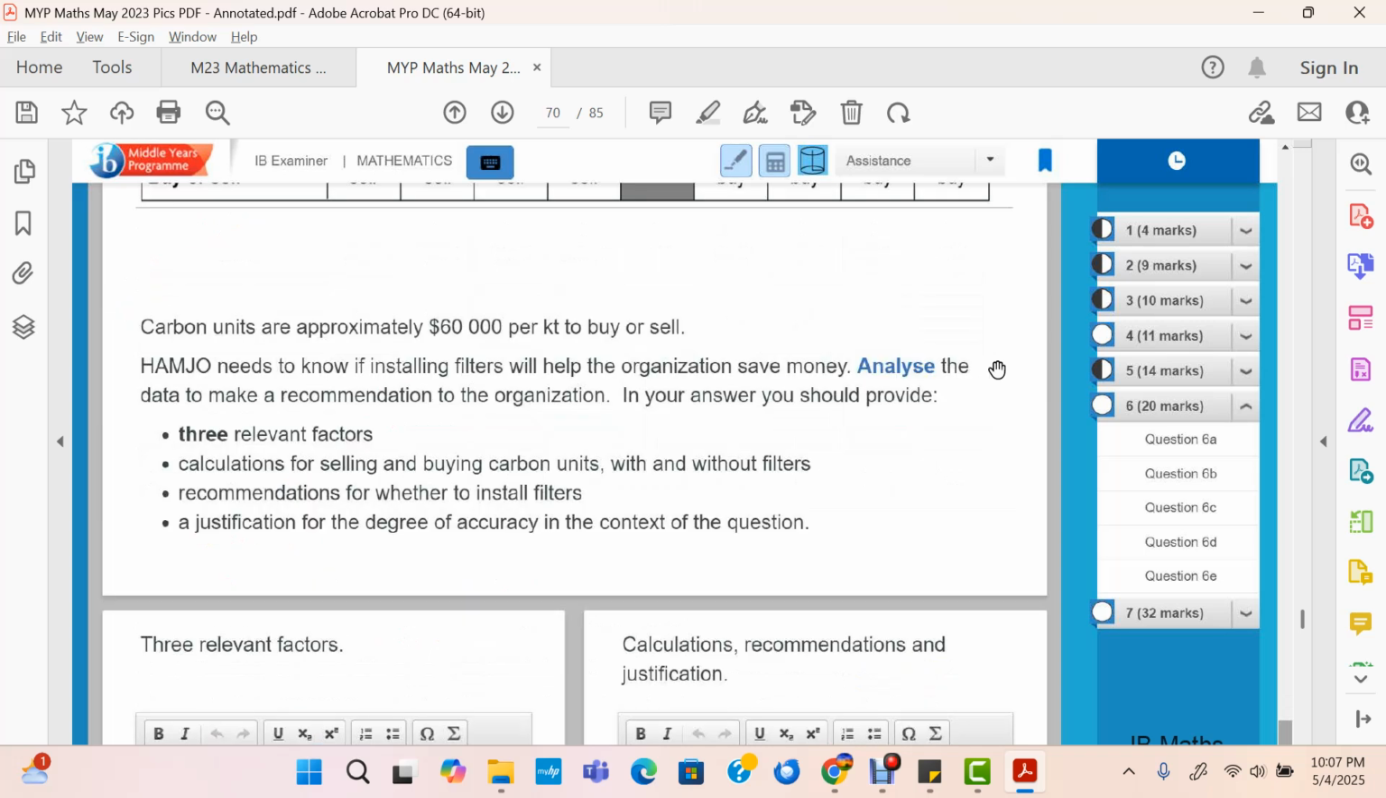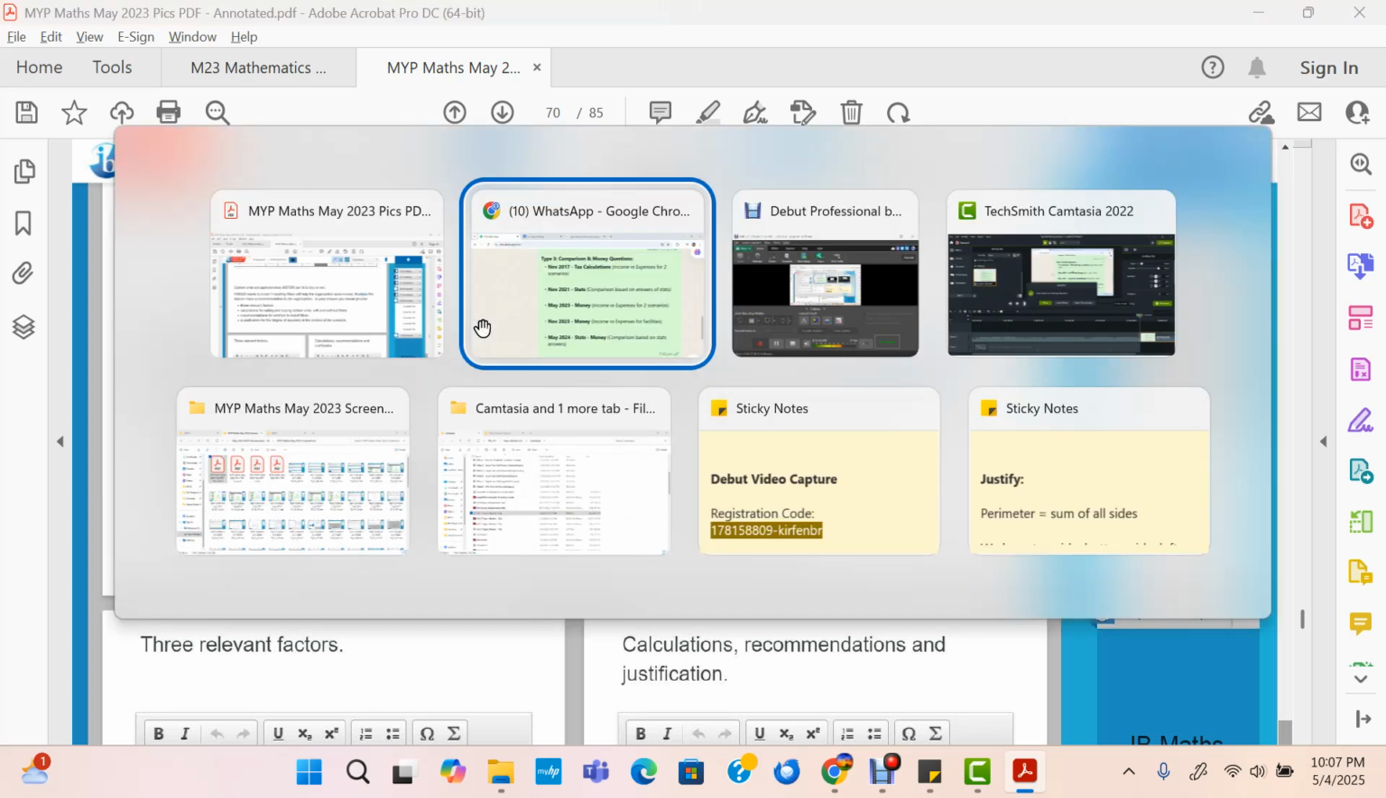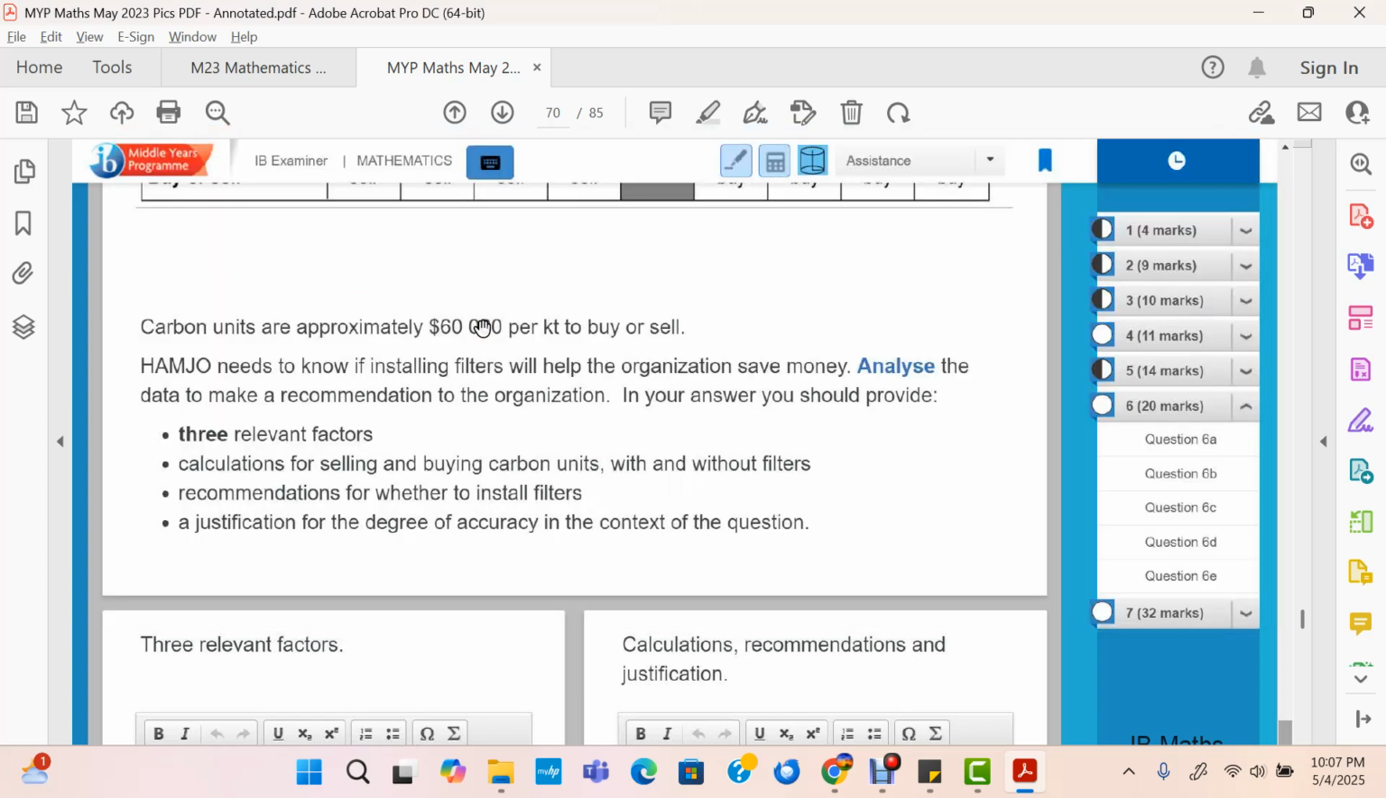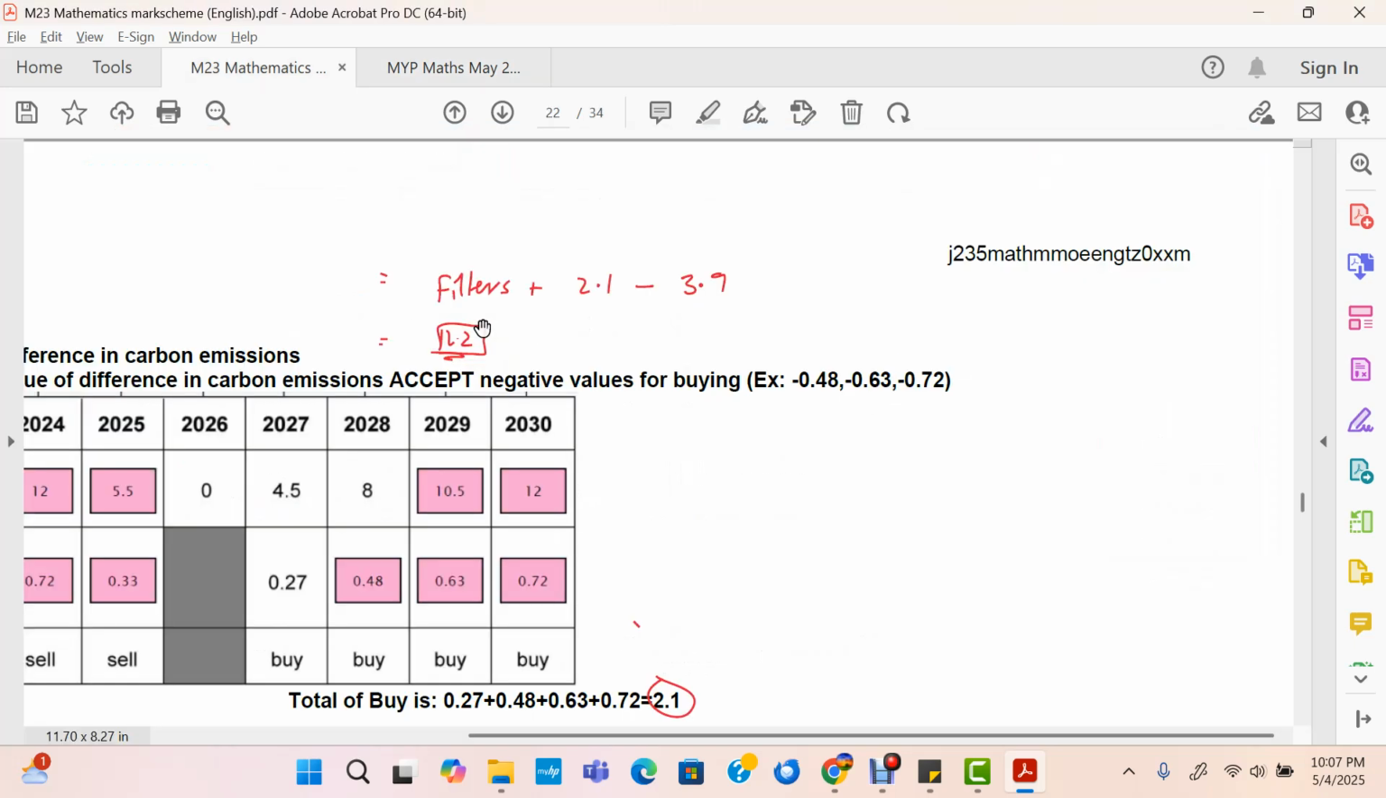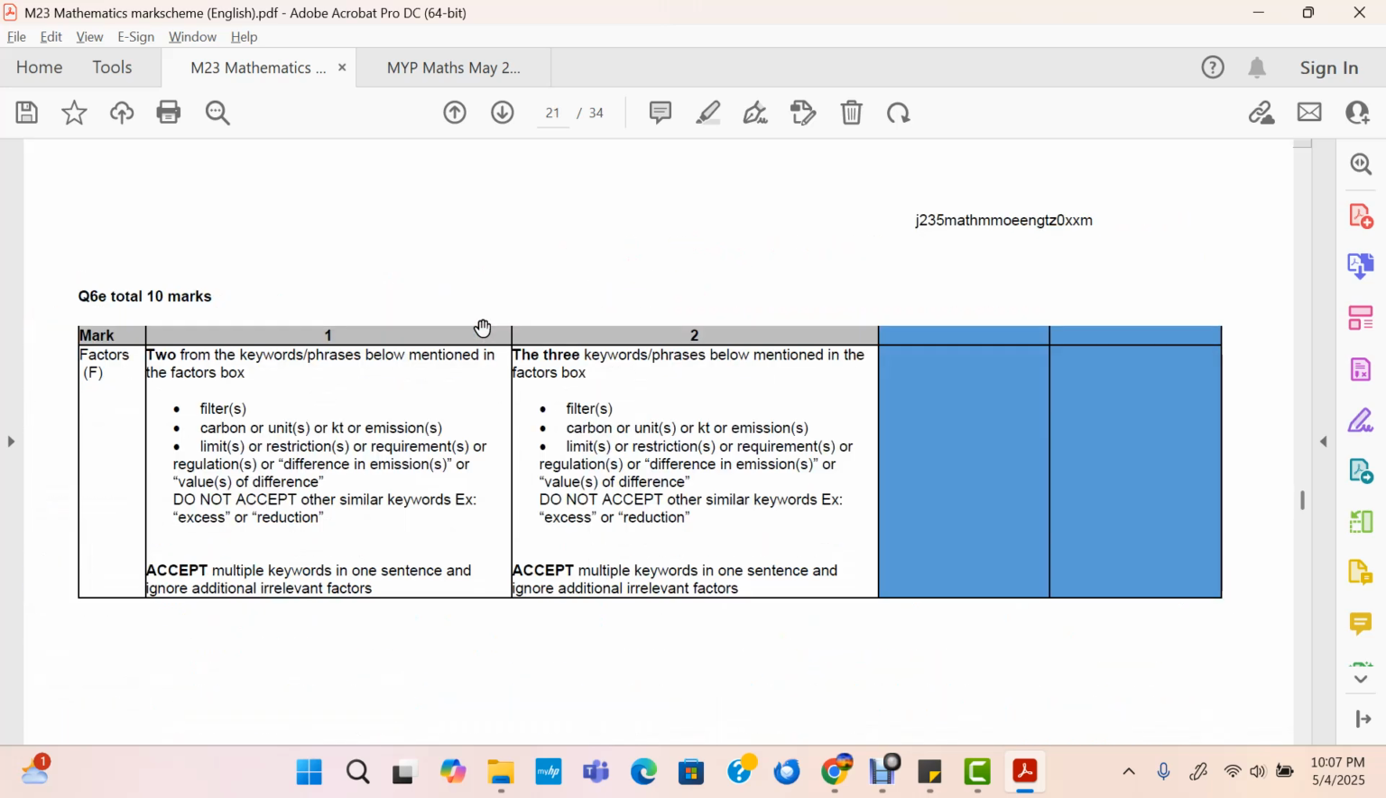Factors, really simple. This is a factor. The emissions are a factor. The government limits are a factor. Literally anything that affects any cost up there is a factor. Okay, so we go to the marking key and study all of the factors which are gonna be over here. So the filters, the carbon units, the emissions, the limits and restrictions and requirements, they're all factors. Okay, cost of technology is also a factor, whether you install filter or not.